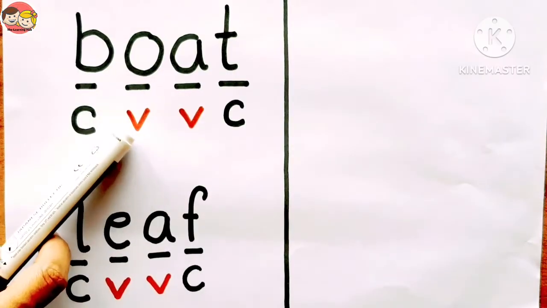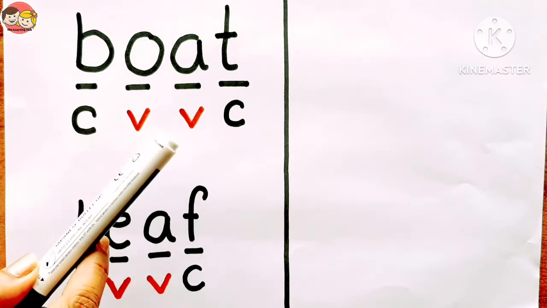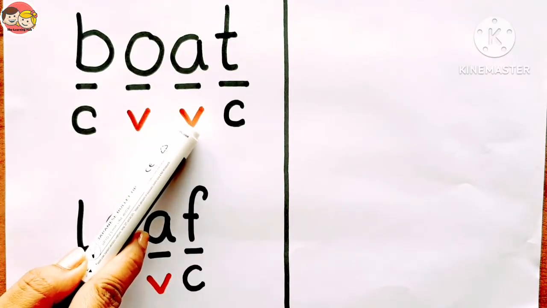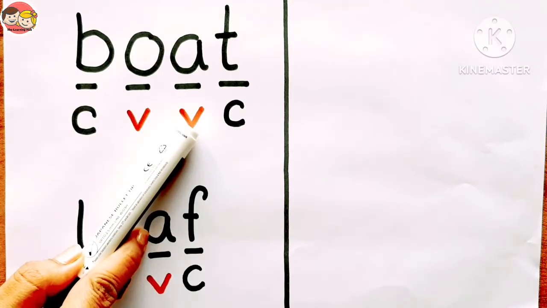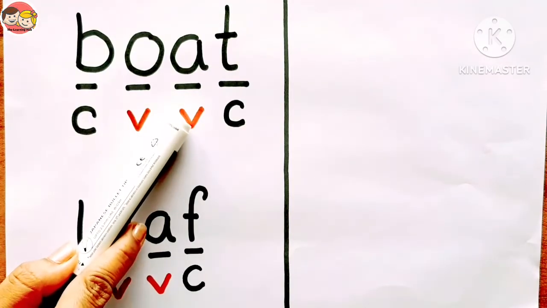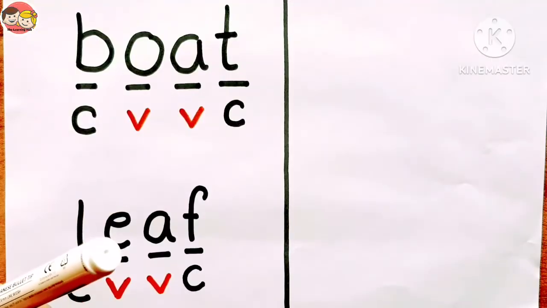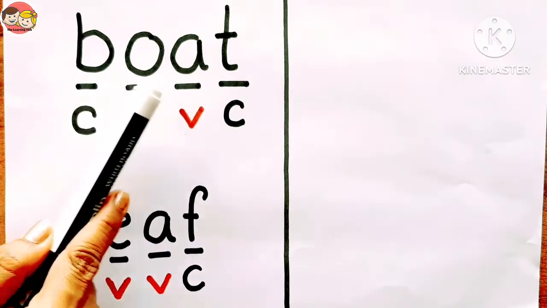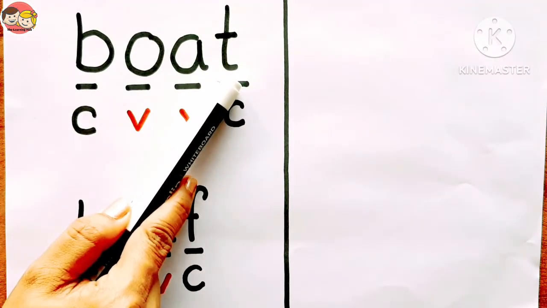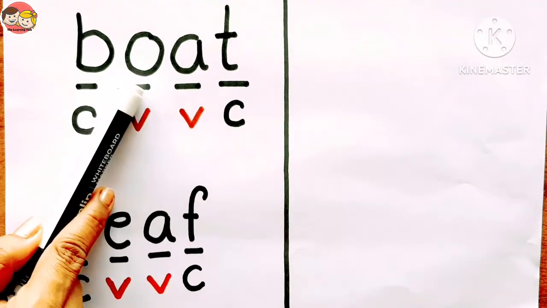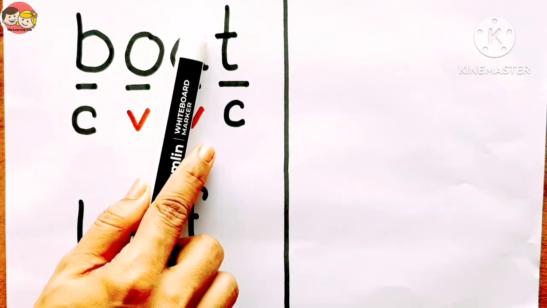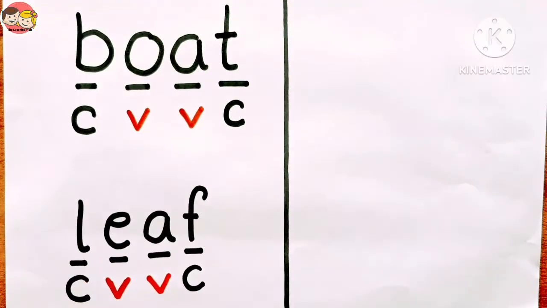So the first vowel sound is going to be long, like O. And the second vowel sound is silent. Shh, means A is silent. So listen very carefully. The sound of this word is B-O-T. Boat. B-O-T. Boat. A is silent. Shh. Now next example.